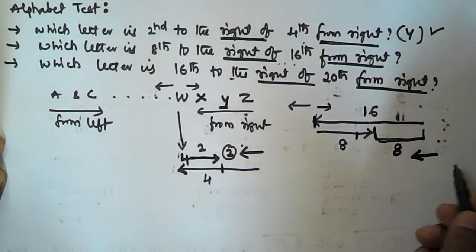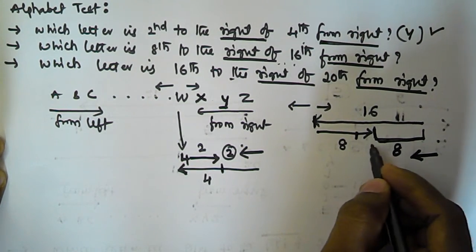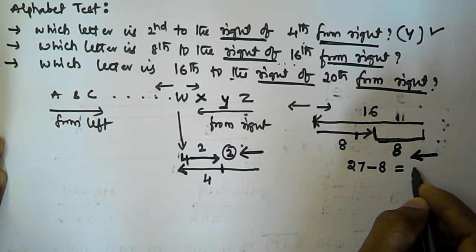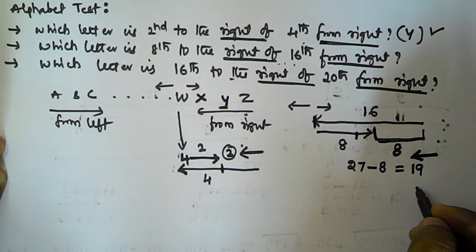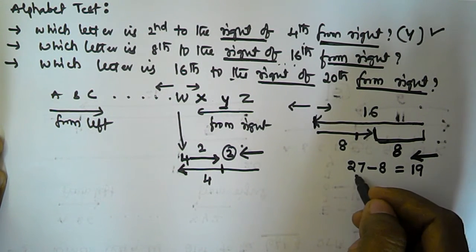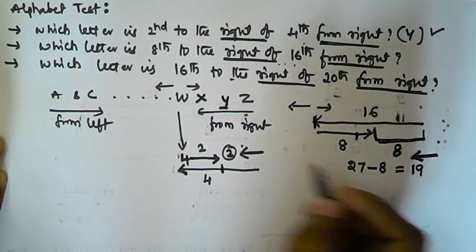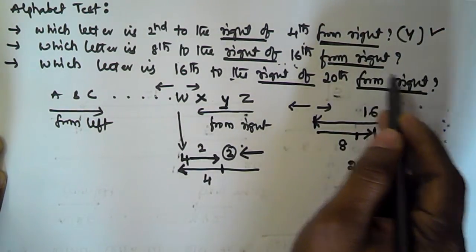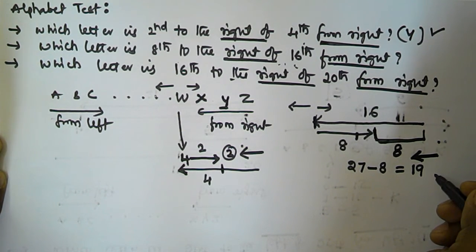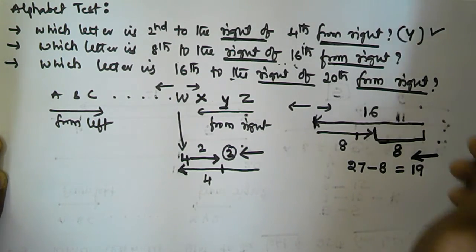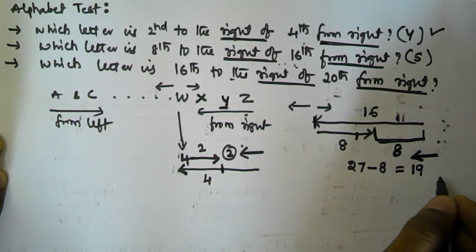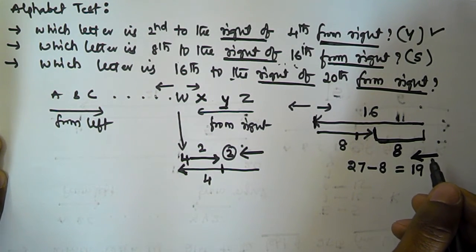Whenever we have to find the 8th from the right hand side, we have to subtract that number from 27. In the second video I told, whenever we are counting from right, we have to subtract from 27. So 27 minus 8 is 19. So the 8th to the right of the 16th from the right is 19, and by using the EJOTY rule, that is going to be S.